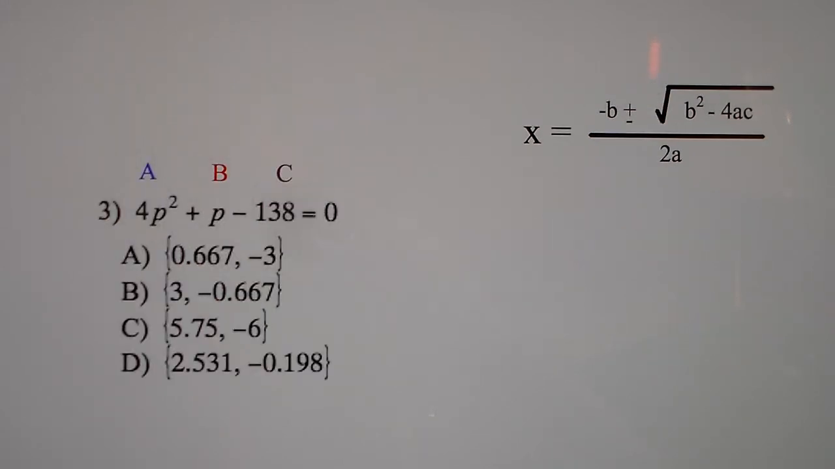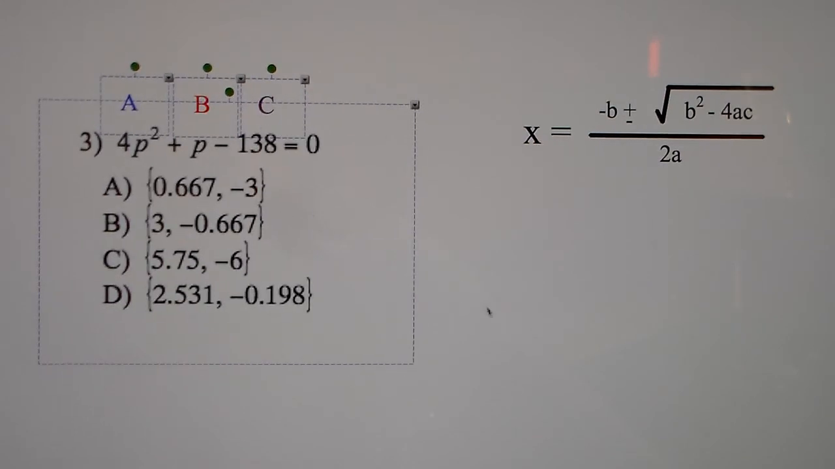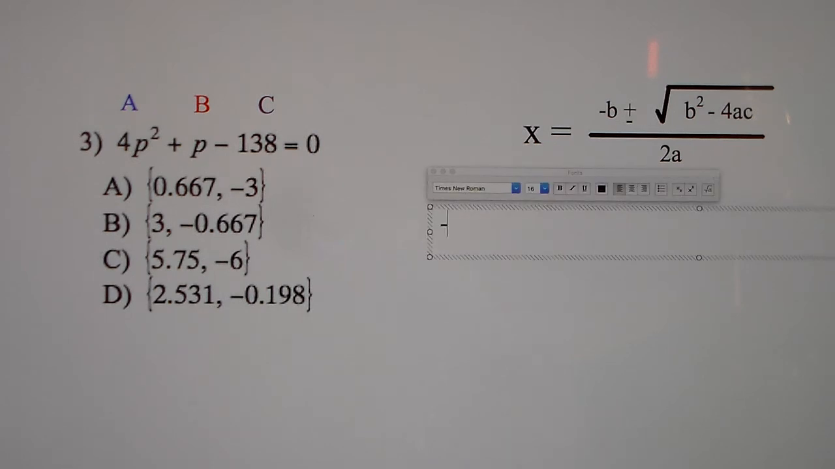Let's do one more. So problem number 3 here. We identify our A, B, and our C. Here's our quadratic formula. We gotta plug in our A, B, and our C into the quadratic formula. So it's minus parentheses. Our B value is positive 1, because remember, there's an imaginary 1 in front of that P in this problem.